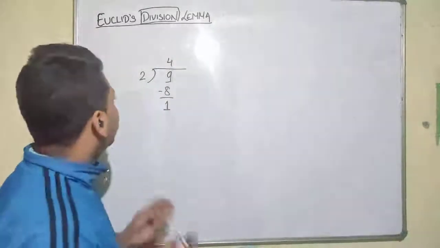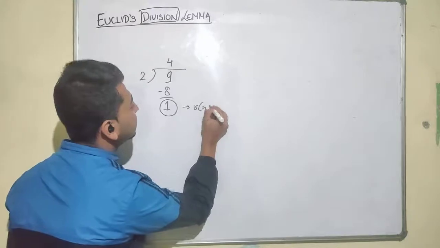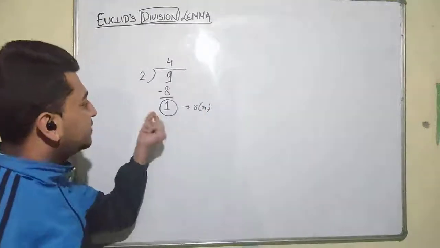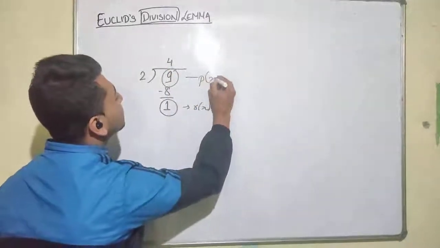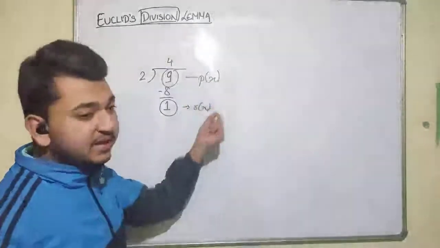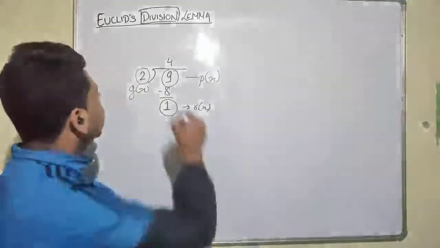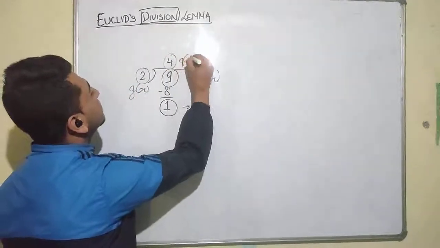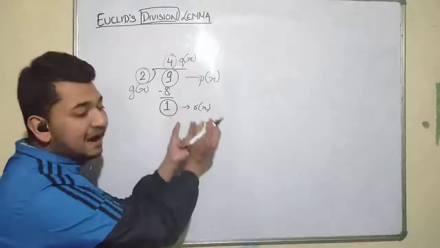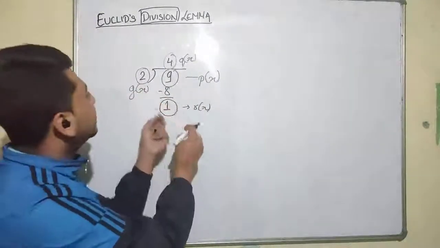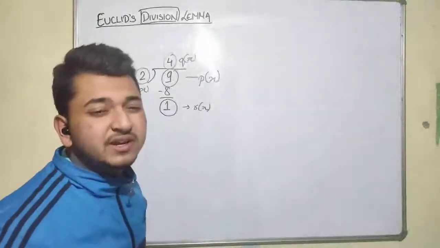Last time we studied that the remainder can be called r(x). The dividend is p(x), the divisor is g(x), and the quotient is q(x). We know this much. We will just substitute some variables in it.